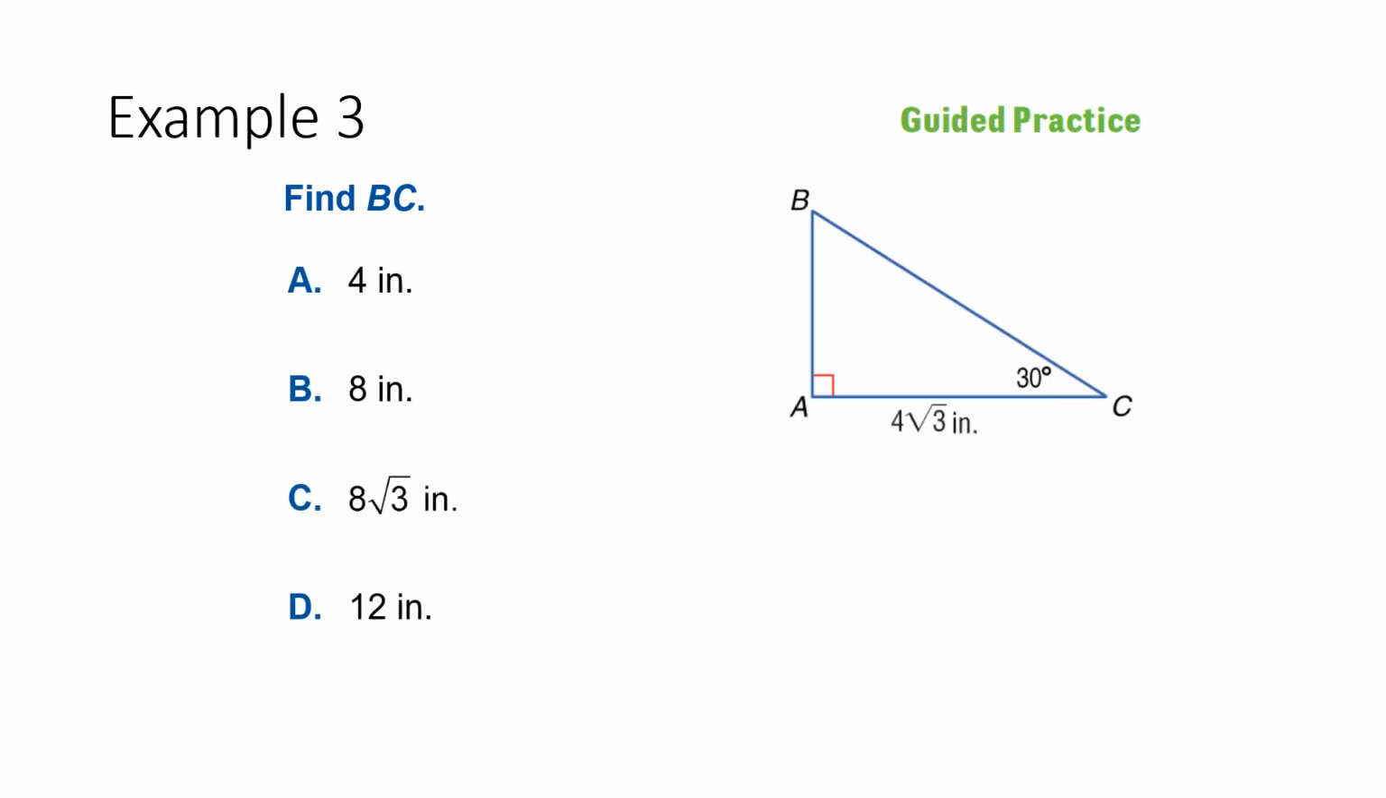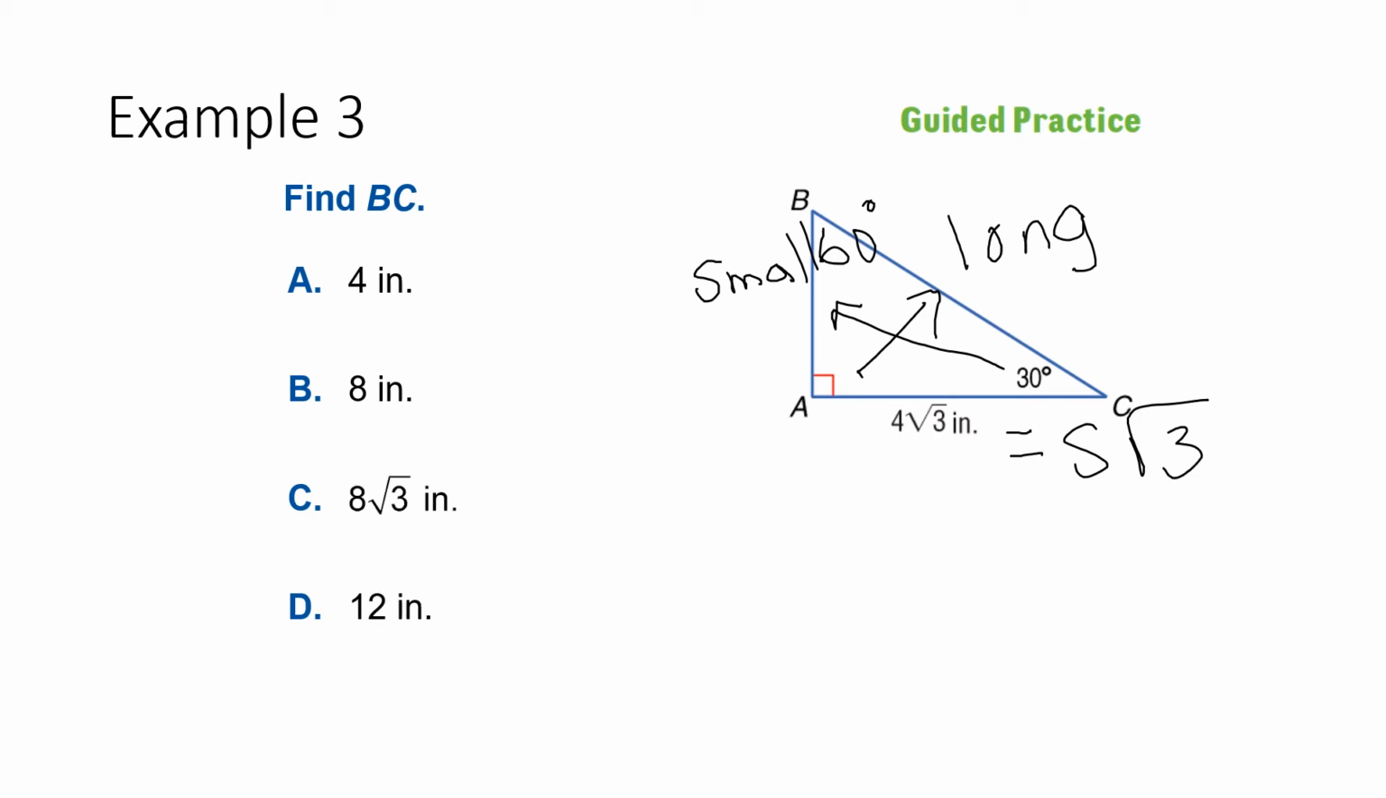Here's another example. I'm going to go ahead and work this one through with you because it's different from the last one. If you look at the 4 square roots of 3, the thing that you have to decide is, is this the small side, the medium side, or the long side? Now they've given us the 30 here, so we know that this is the small. And they've given us the 90 here, so we know that this is the long. So if that's the 90 and that's the 30, that makes this the 60. And that makes this equal to s square roots of 3.